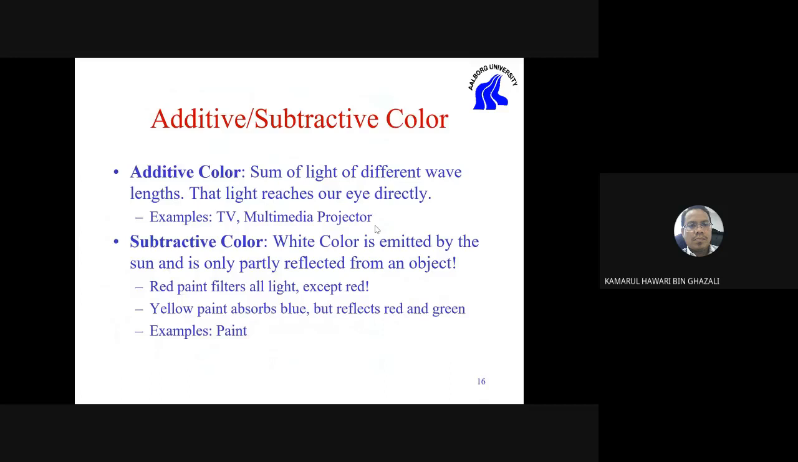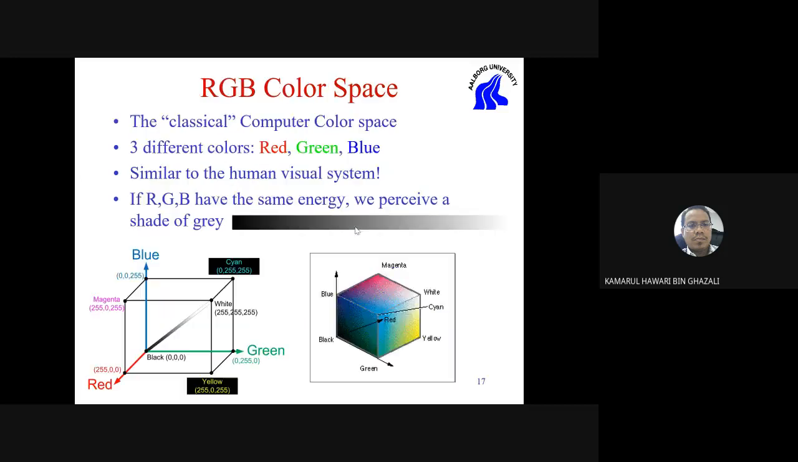We have additive or subtractive colors. Additive colors are the sum of light of different wavelengths that reach our eye directly. Examples: TV, multimedia projector. Subtractive color: light is emitted by the sun and is only partly reflected from an object. Red paint filters all light except red. Yellow paint absorbs blue but reflects red and green. Example: paint. So this is the RGB color space.